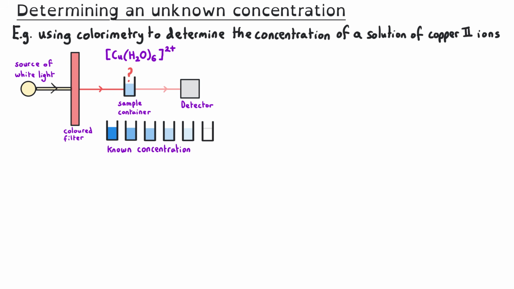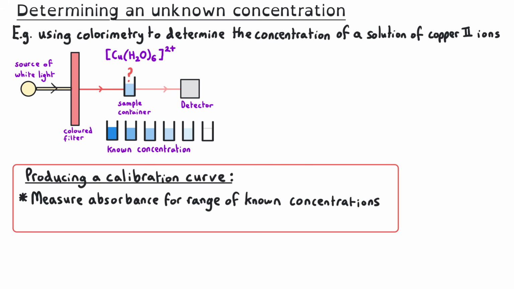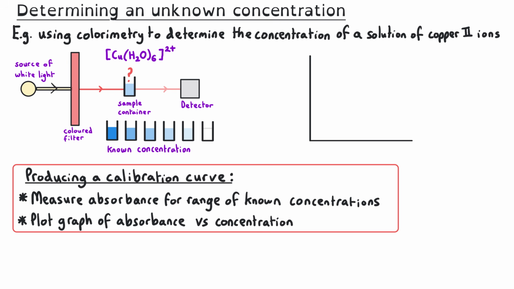You need to be able to describe how we can use colorimetry to determine an unknown concentration for a sample of something, for instance a solution containing copper-2 ions. And to do this, the first stage would involve the production of a calibration curve. To use a colorimeter to produce a calibration curve, we need to measure the absorbance for a range of known concentrations, and then plot a graph of absorbance versus concentration.